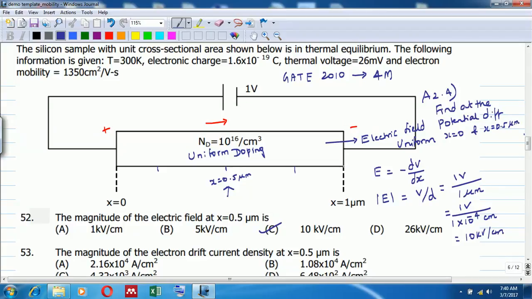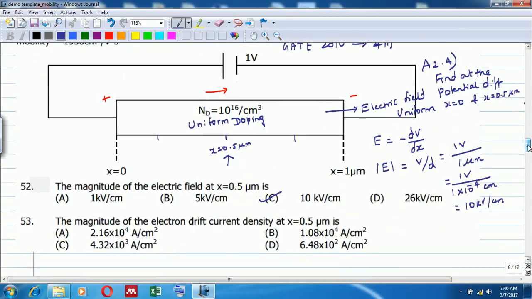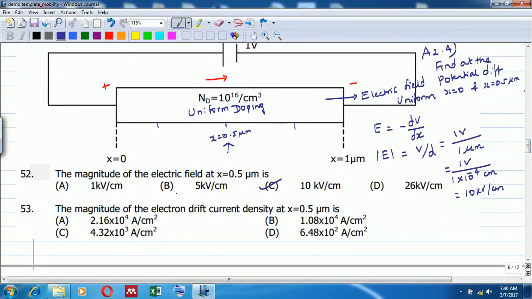It will be interesting to solve this question, and you will get to know how the potential is varying in the semiconductor. So solve this problem. And the next part, they are asking you the magnitude of electron drift current density at this point. So we have seen drift current, it depends on concentration and electric field. They are only asking you the electron drift current, so you need not consider the whole component.